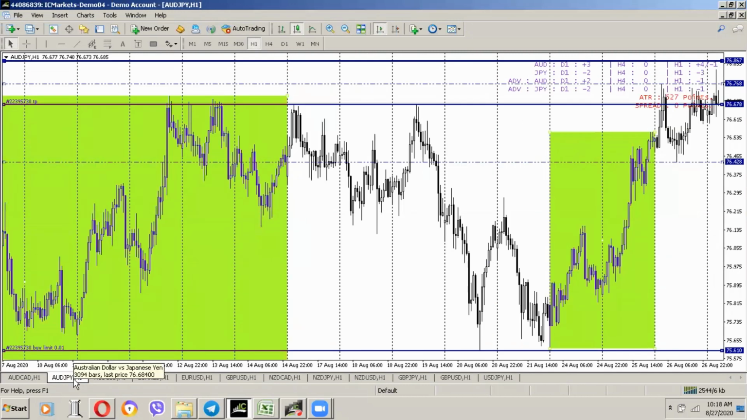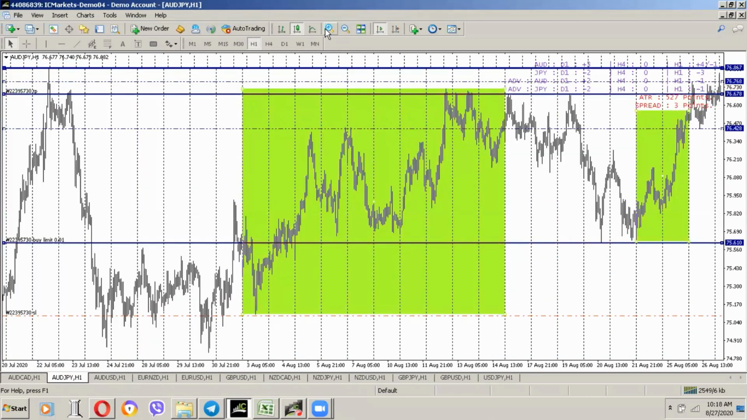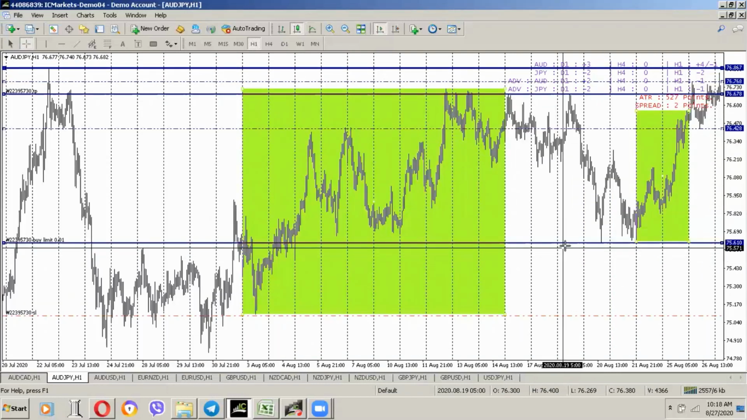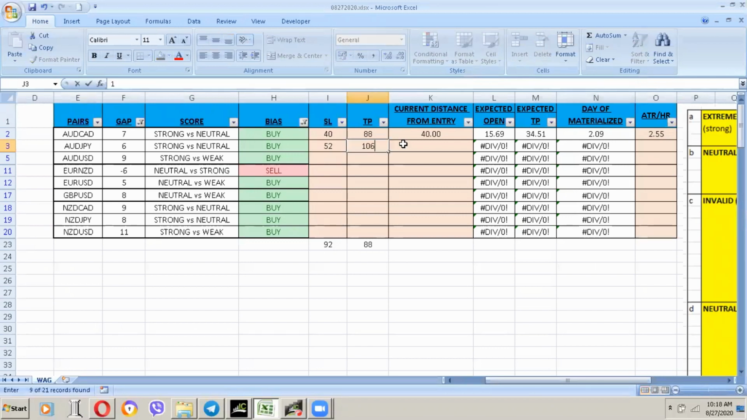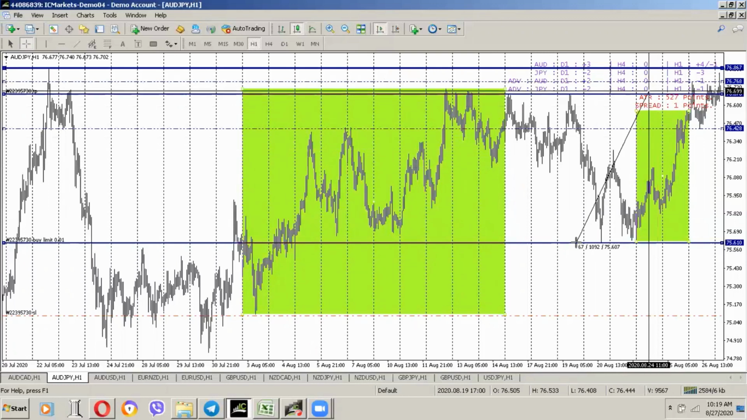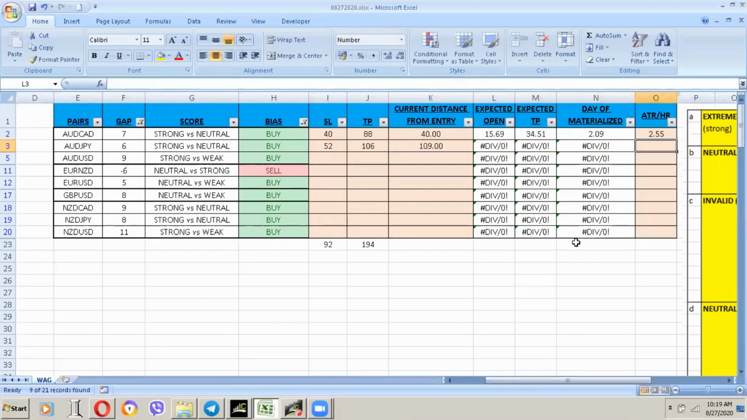Next, OddJPY. For OddJPY, pullback play din siya. I think mas better if dito yung N3, dito na line, para mas okay yung RRR. So currently we have 52 and 106. Current distance from N3, we have 109. ATR per hour, we have 52.7.